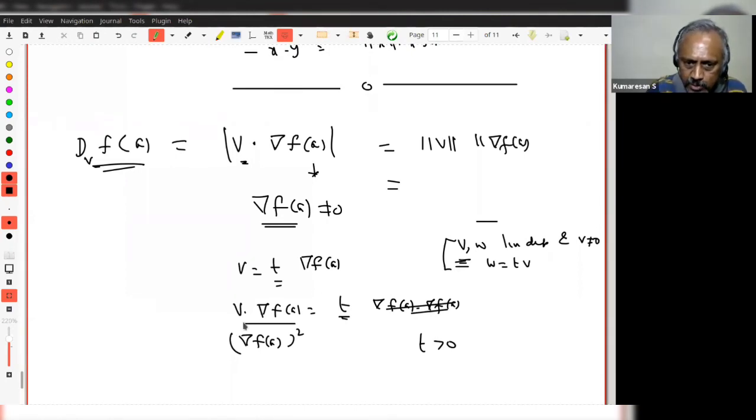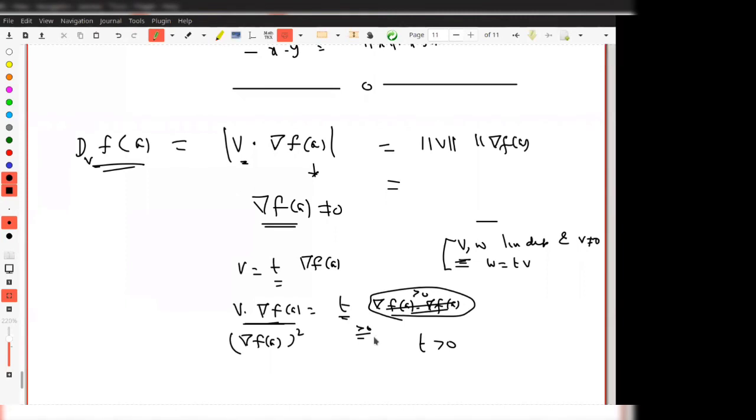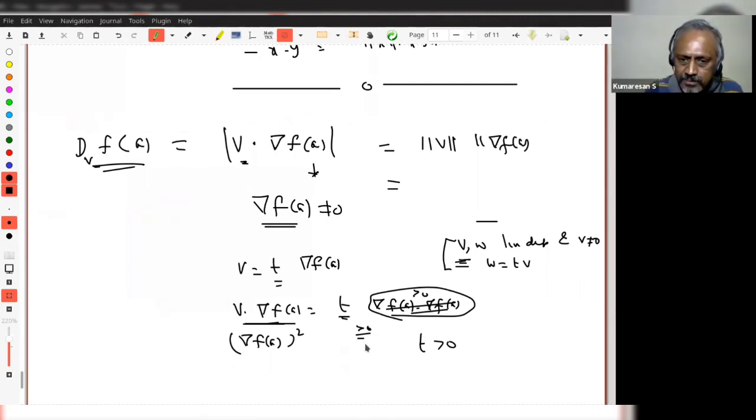Therefore, v dot del f(a) will be t times del f(a) dot del f(a). This is positive because del f(a) is non-zero, so this is also positive. Therefore, this is positive. Do you follow that? So what does it say now? It is going to be increasing in the direction of the gradient.